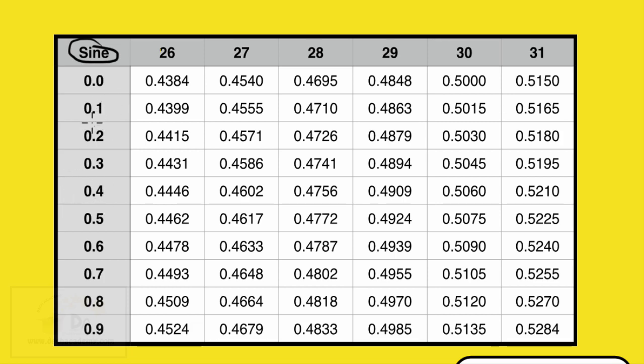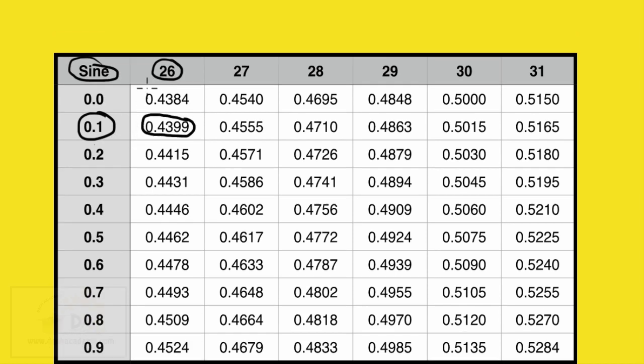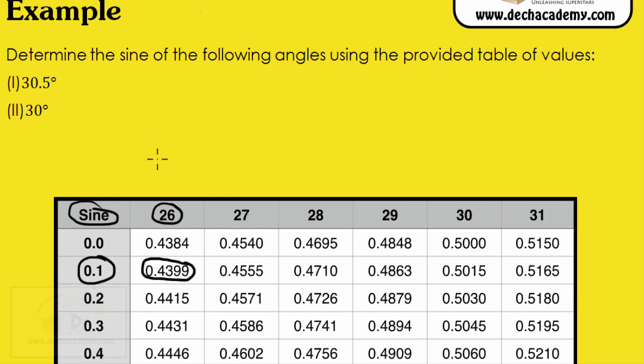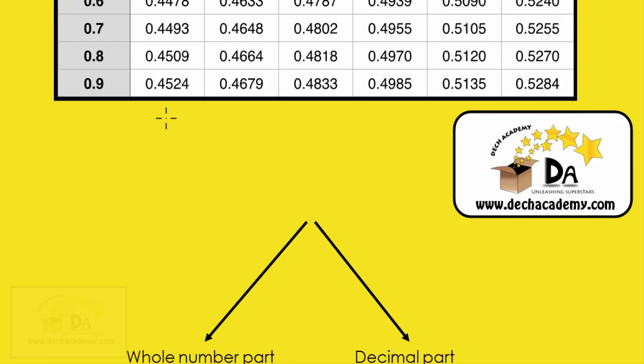If you wanted to determine the sine of 26.1, because this is a table of sines, you locate 26 and then you locate 0.1. So you go down from 26 and to the right from 0.1, and the value where they meet, which is this 0.4399, is the sine of 26.1. So in our case, we have the angle 30.5, and here's the approach to use.